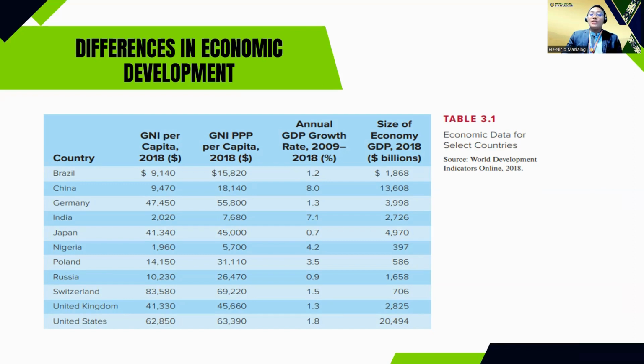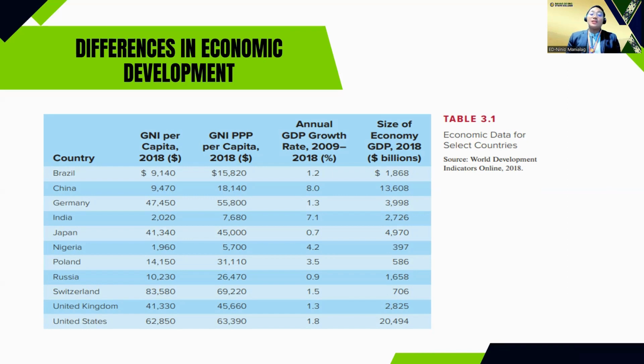For annual GDP growth rate for 2009 to 2018 in percentage, this percentage represents the average annual growth rate of the country's gross domestic product, or GDP, over the specified period. GDP growth rate is a key indicator of economic wealth, showing how quickly the economy is growing or contracting year over year. Now, the size of economy, the GDP of 2018 in dollar billion, this figure indicates the total market value of all the final goods and services produced within a country in a given year, giving a sense of the scale of the country's economy.